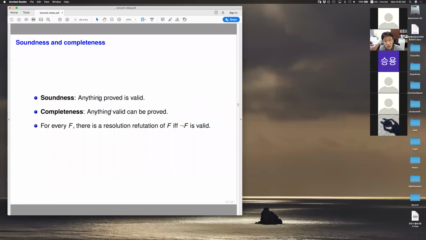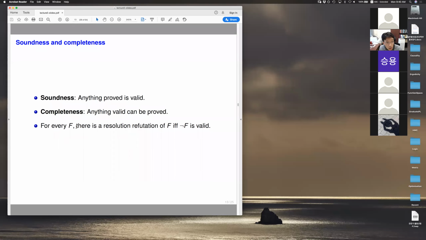Completeness means that anything true can be proved. So a proof system is like a mechanical system, a very systematic strategy of constructing a proof. Soundness says that the systematic strategy is correct because it will never let you prove something wrong. Completeness says it's very powerful. By using it, you can prove essentially all the true things.